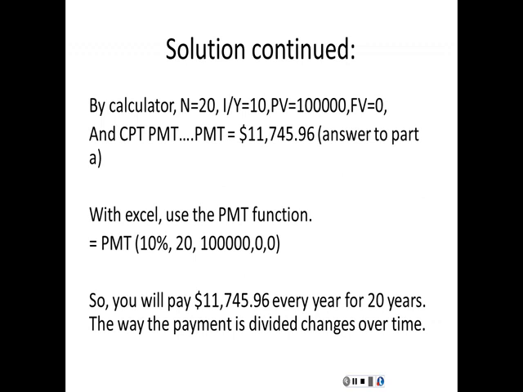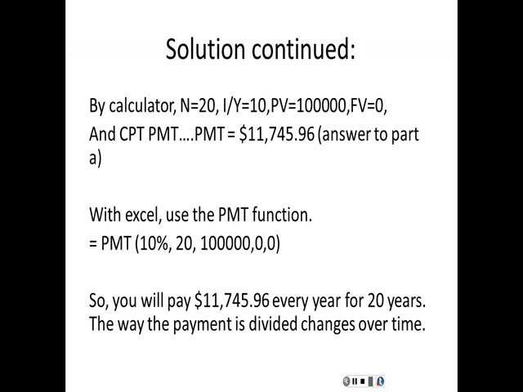With a financial calculator, we would say N is 20, the interest rate is 10, present value is our balance of $100,000. We always set future value to 0 on an amortized loan because we'll pay the loan off at the end. We compute the payment. When you solve for the payment, you'll get a negative in your calculator, but we get $11,745.96. This will be the amount we pay every year for the next 20 years.